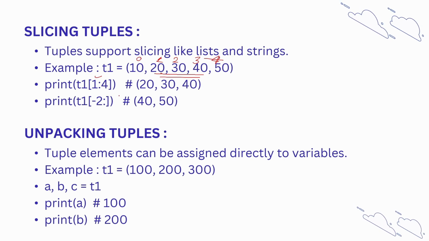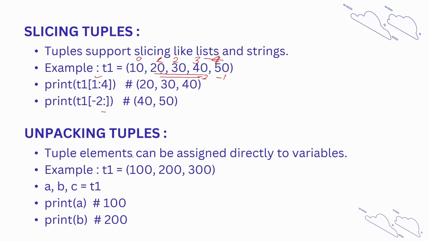Then we have T1[-2:], till the end. This is the element at minus 1 position, and this is the element at minus 2 position. So it says get the elements starting from minus 2, and we will get 40 and 50.